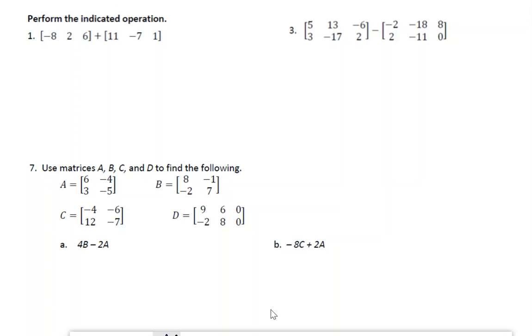Adding matrices is really cool. When you are adding matrices, or subtracting matrices, because it's addition and subtraction, the biggest thing you have to remember is that your dimensions need to be exactly the same.